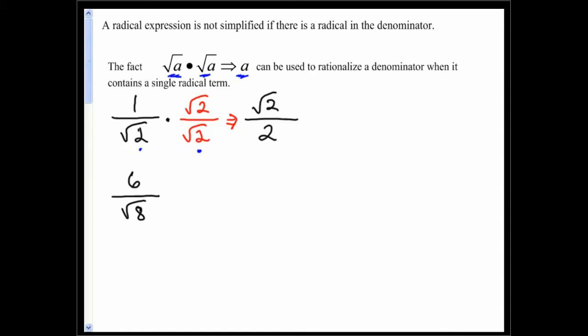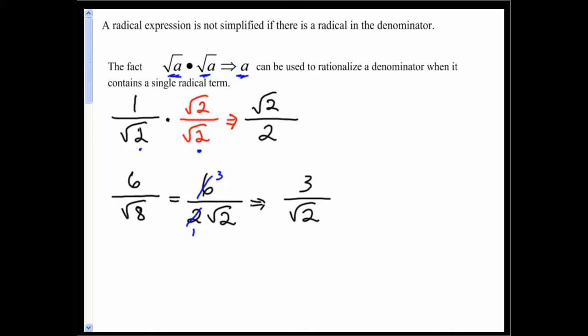Now instead of multiplying by the square root of 8 over the square root of 8, let's simplify the square root of 8 first. So we end up with 6 over 2 radical 2. Now, there's a couple different routes you can take here. Let's simplify 6 over 2. 2 goes into 6 3 times. So we're left with 3 over radical 2.